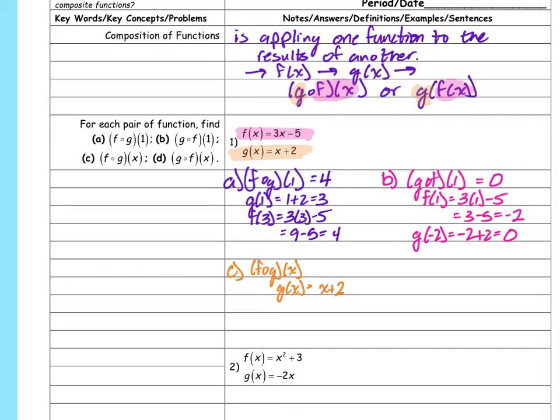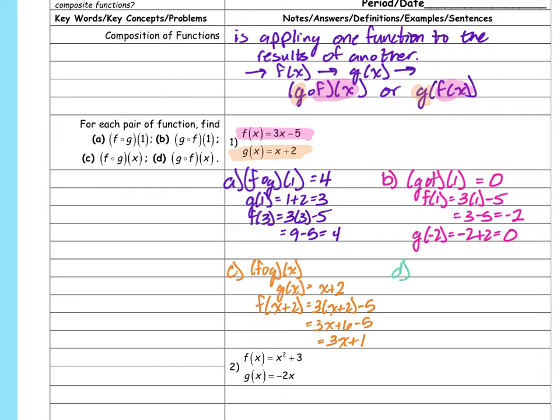So in F, now I want to find F of X plus 2. Wherever there's an X in F, I'm just going to put X plus 2. So I've got 3 times X plus 2 minus 5. So that gives me 3X plus 6 minus 5, or 3X plus 1. Yeah, okay. Questions? Okay.